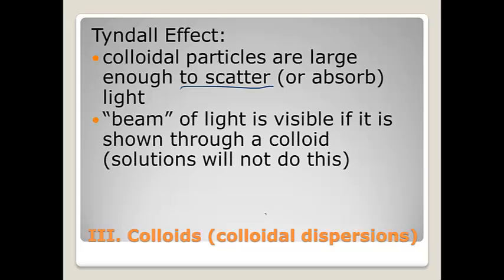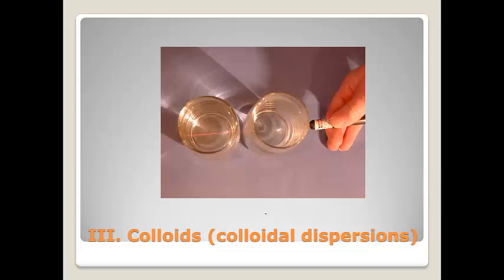scattered. So as a result, if you were to shine light through a colloid, you'd actually be able to see the beam of light. In solutions, you wouldn't be able to see it. When you look to see if there is light passing through, you wouldn't see any light. So an example, this one right here, is a solution.